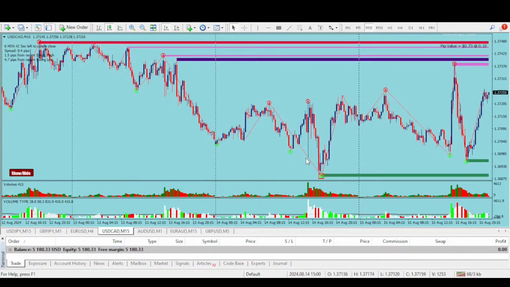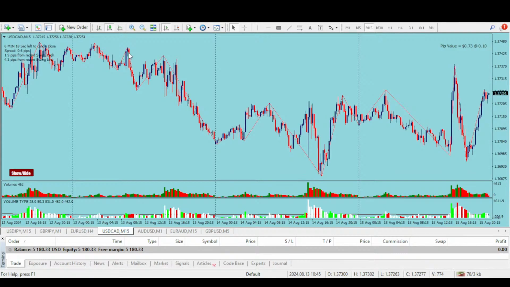So we talk about market structure, demand and the supply. Let me remove the custom indicators. I like to use a supply and demand indicator, but before you use those, it's always better to know how to go about it manually first.